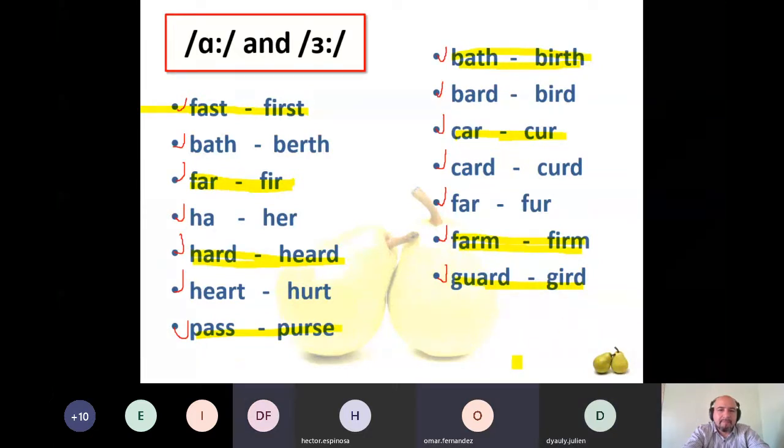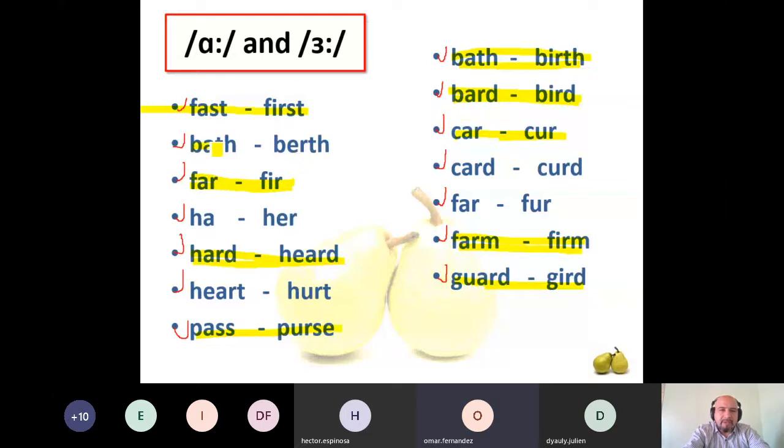Guard, girl, gear, guard. Girl, bird. Again, please. Guard, gird, guard, gear. Gird. Exactly. Bird, bird. Correct. Bard, bird.